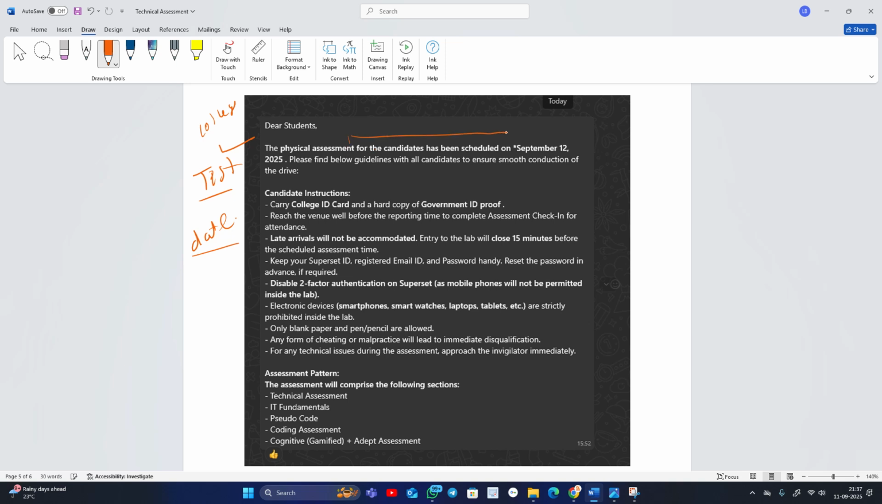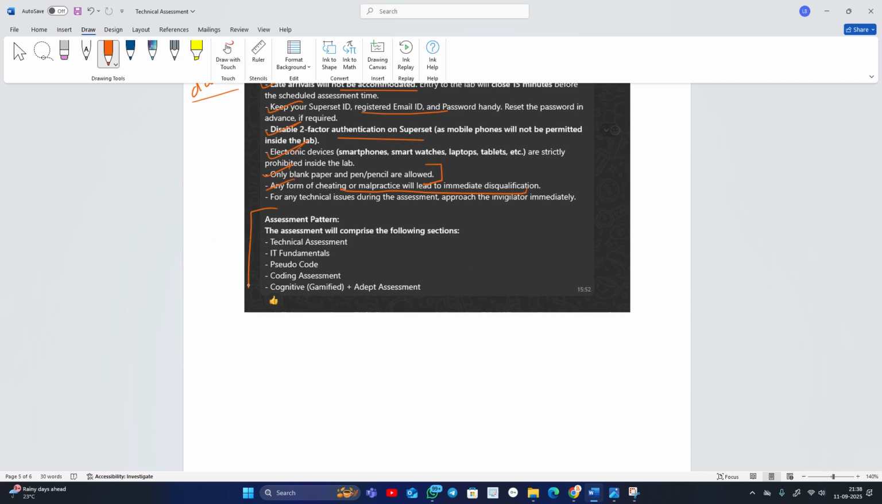The physical assessment for candidates has been scheduled on September 12th. Please find the guidelines below: carry your college ID card, and reach the venue well before the reporting time to complete assessment check-in. Late arrivals will not be accommodated. Keep your Superset ID and registered email ready, and disable two-factor authentication on your Superset electronic device. Only blank paper and a pen or pencil are allowed. Any form of cheating or malpractice will lead to immediate disqualification.